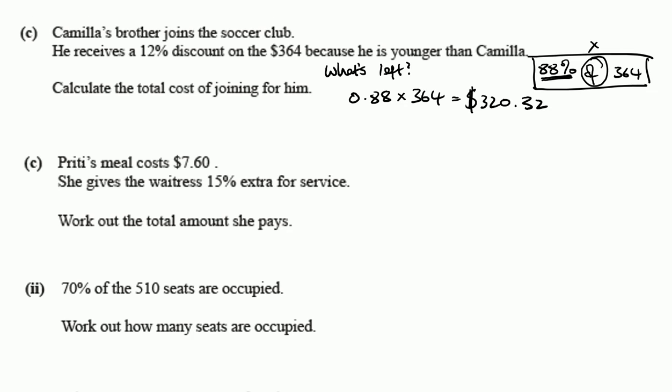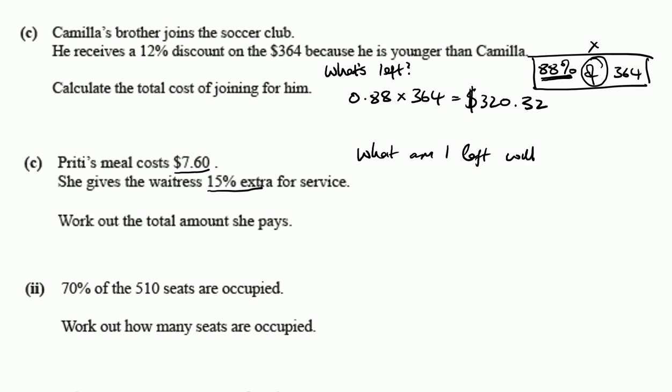So here we're going to see another example of the same approach. Preeti's meal costs $7.60, and she pays 15% extra for service, for tips. So we could work out 15% of $7.60, add it on, and that's our answer. But instead we're going to say, what's left at the end? What am I left with?